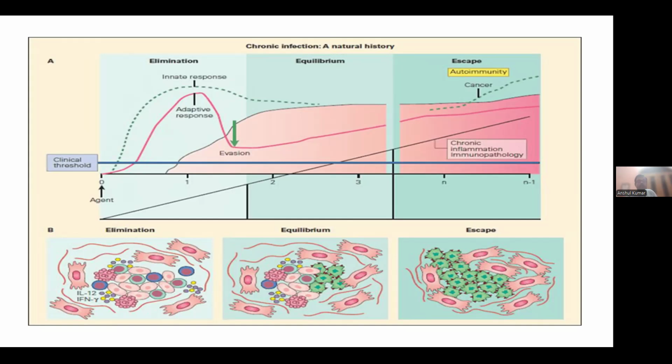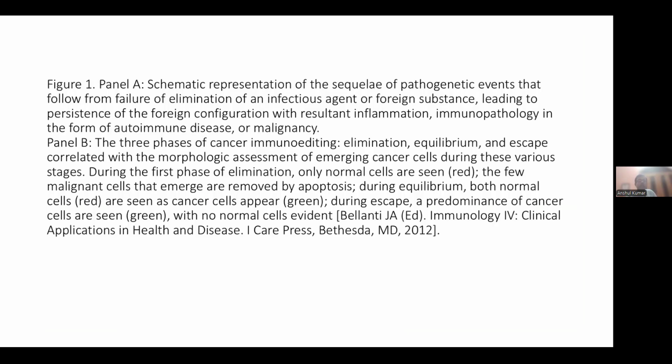And suddenly in the escape phase, you can see that they escape this immunosurveillance mechanism, and their counts suddenly increase and they overpower the normal cells. And this is the phase where there is advancing of the tumor cells. So elimination, equilibrium, and escape are the three phases of the immunoediting process in malignant conditions.